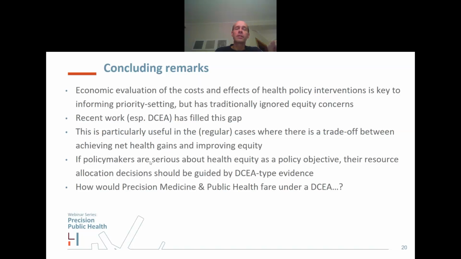And if policymakers are serious about what they say, which is that health equity is important, then their resource allocation system should at least be informed, guided by this kind of evidence and approaches. An open question for discussion is maybe, how would precision medicine or precision public health fare under such an economic evaluation that would take into account both the average health benefits and the distribution and the costs? We may want to discuss that.